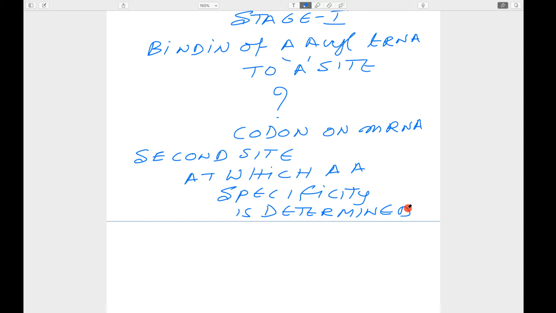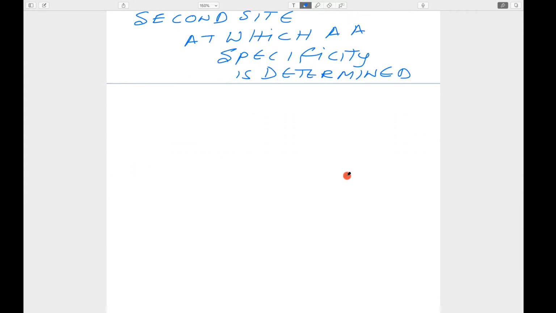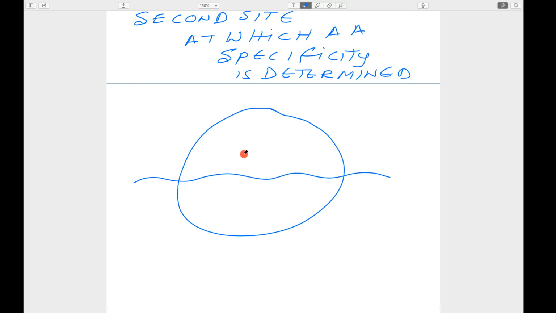Then who takes this amino acid transfer RNA to the A site? Suppose this is the messenger RNA, here is the ribosome, here is the P site and this is the A site. In the P site, already a peptide is present, or one amino acid if it is initially; after some time, there are many amino acids in the form of peptides. And who escorts the amino acid transfer RNA to the A site?